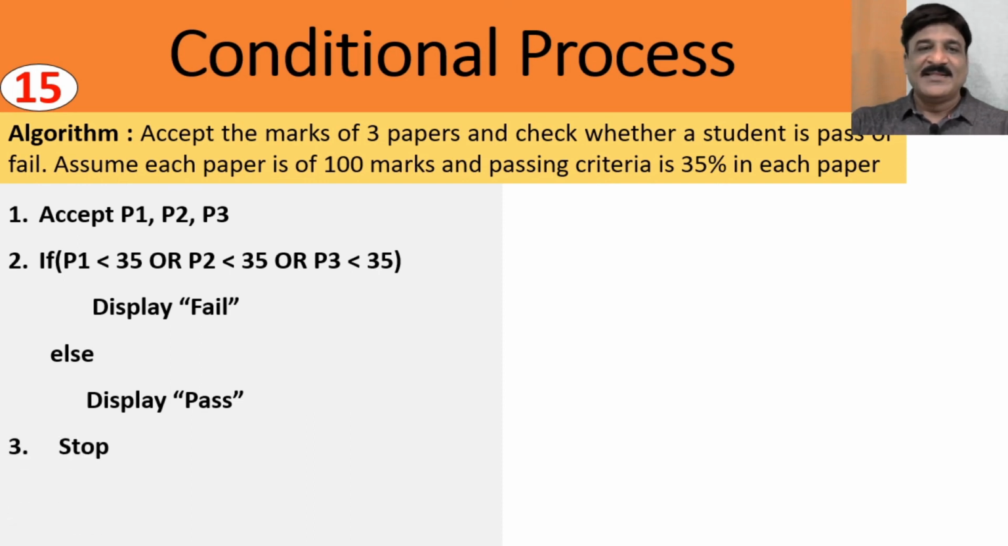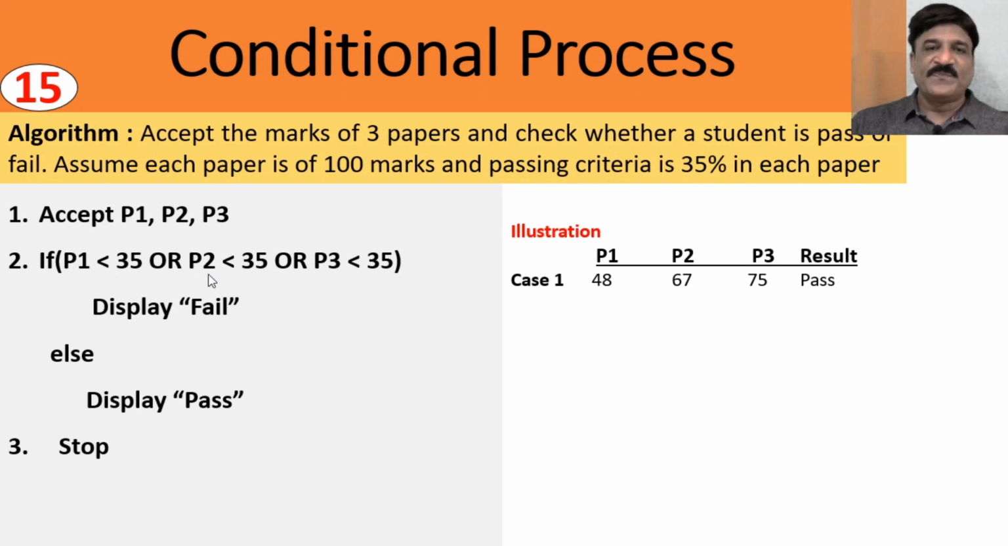Okay. Now same sample data. 48 is less than 35? No. 67 is less than 35? No. 75 is less than 35? No. Okay, it means none of the condition is true and hence control will be transferred to the else part and result is what? Pass.